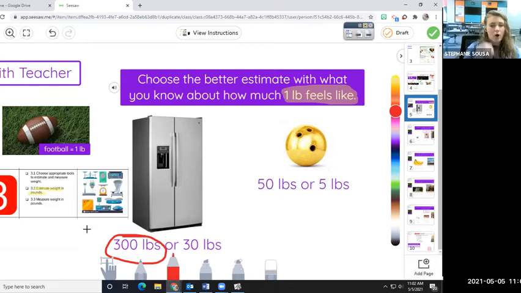All right, a bowling ball, okay? So a bowling ball, now think about it. Someone's got to pick it up. Someone's got to roll it and throw it. What do you think? 50 pounds or 5 pounds for a bowling ball? What do you think, Aiden G?